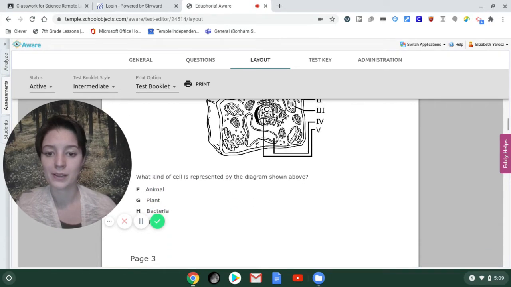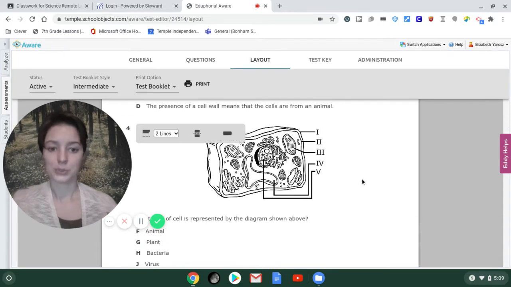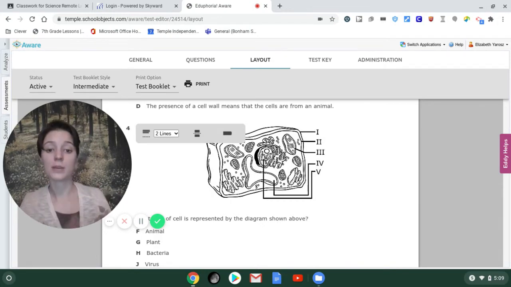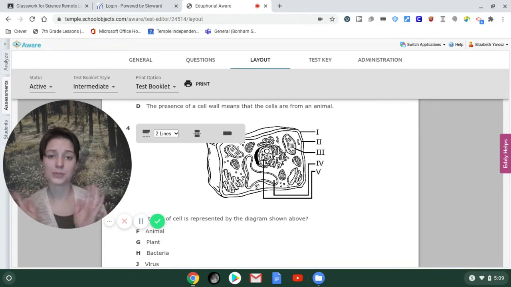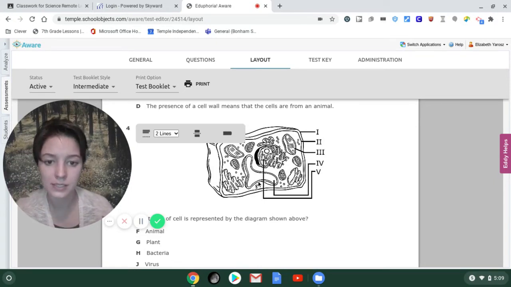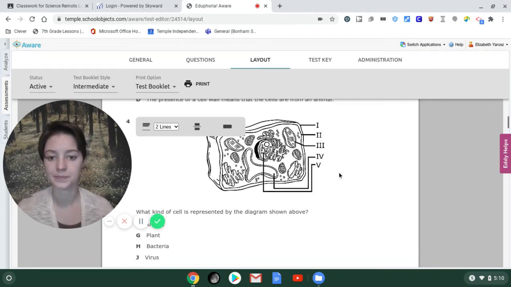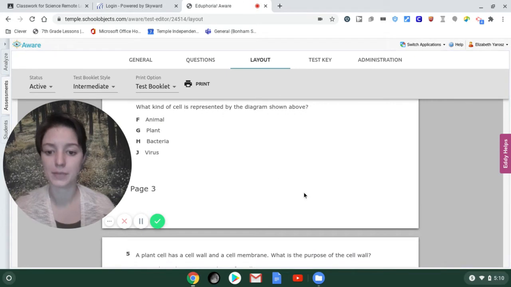Okay, number 4, what kind of cell is represented by the diagram above? First clue, it's kind of rectangular. Animal cells are going to be more squishy, blobby, circular shaped. And then plant cells are typically going to have more angles. They're either going to be hexagon or rectangle, or they're just going to be a little bit more angular. So that's our first hint. Our second hint is this structure right here. That's your central vacuole. Here we see our mitochondria, and then there's an extra organelle. That's our chloroplast. So we should have picked G, plant.